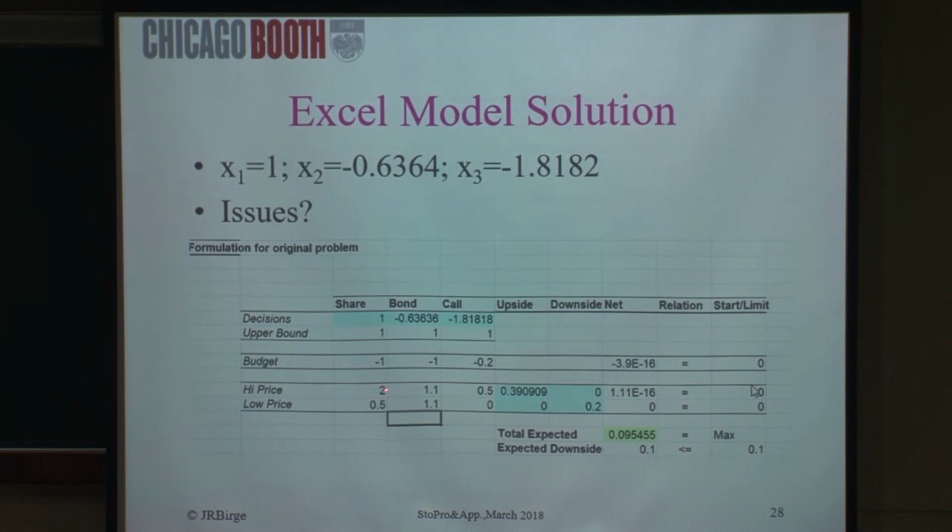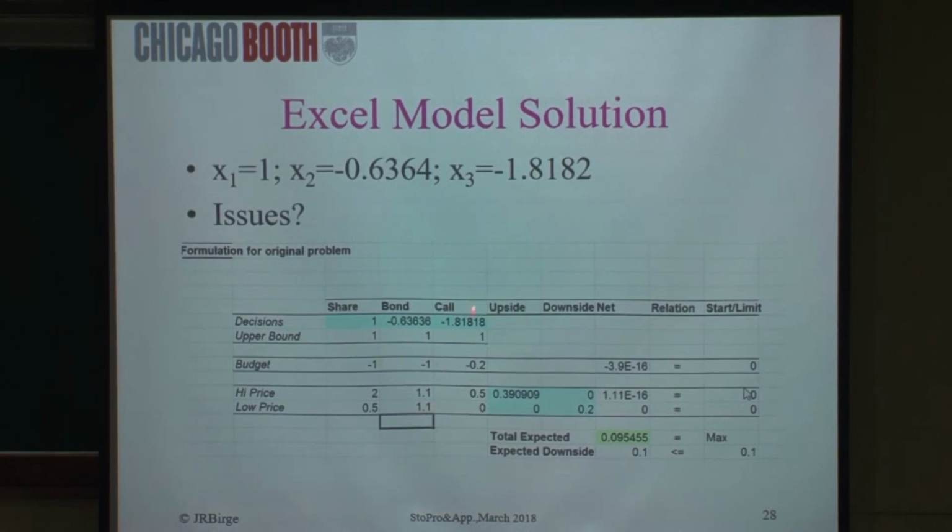High price is either $2 for the bond or 50 cents. The bond goes up by 10% no matter what. The call is worth 50 cents or 0. And then, am I above? Well, in this case, I'm above, so I get this back. Am I below? Oh, in this case, I'm below. I get that back. My expected value here is 0.09. My expected downside risk is below my target.